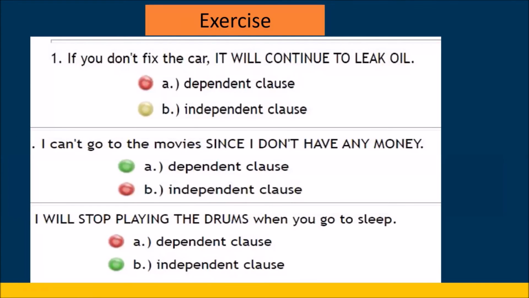I hope you have understood. So let's begin with a few exercises. If you don't fix the car, it will continue to leak oil. The words written in bold letters, what are they? They are an independent clause. It will continue to leak oil is the independent clause. The next one is, I can't go to the movies since I don't have any money. So since I don't have any money is the dependent clause.